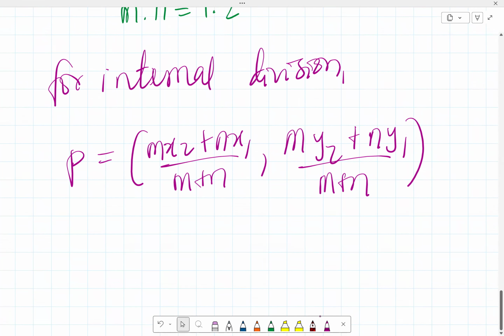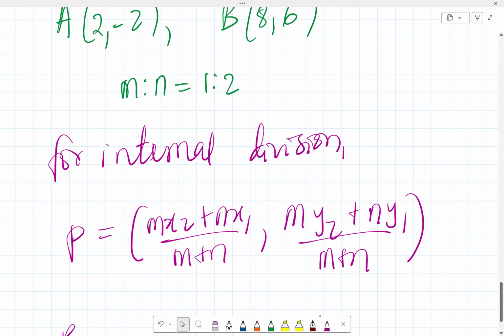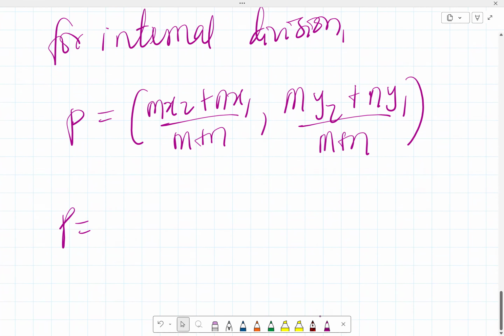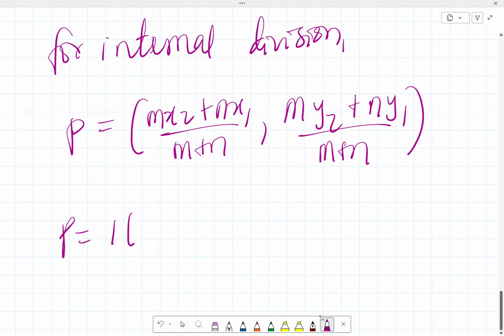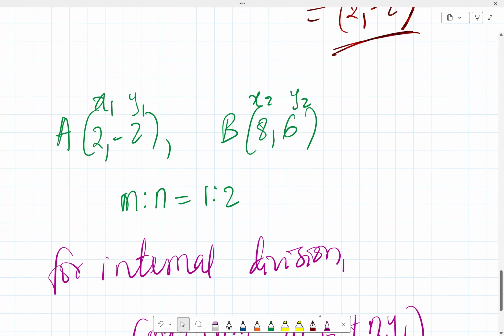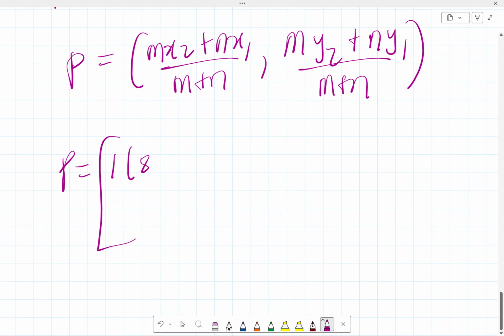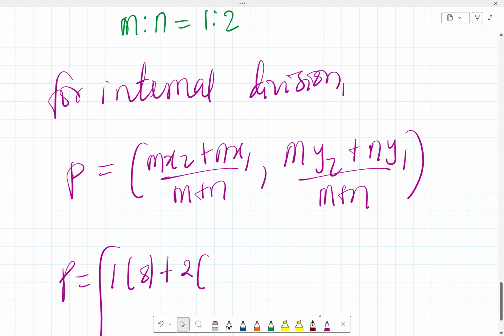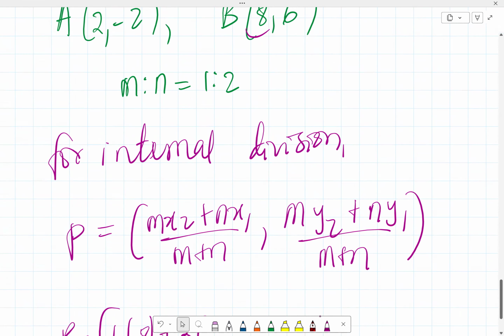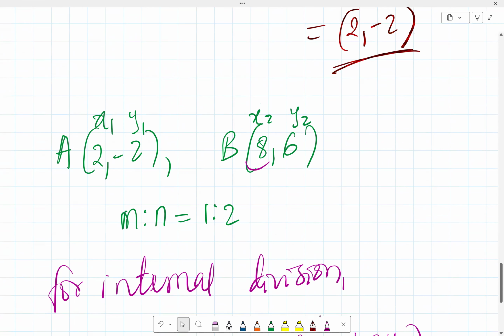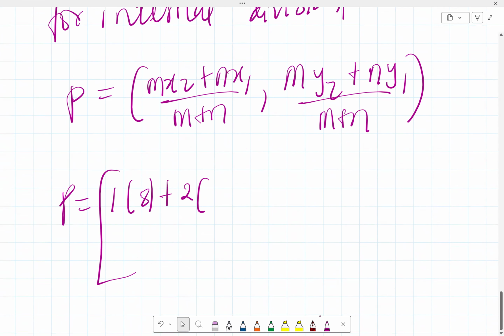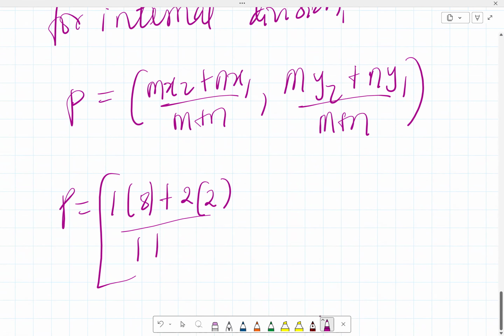So in this case now, P here would be m. So m here is 1, right? So you have 1 multiplied by x2. Our x2 in this case is 8, okay? So that's 1 times 8 plus n, which is 2 now, because m ratio n is 1 ratio 2. So n is 2, and x1 is 2, all over 1 plus 2. Then comma, then you have my2.